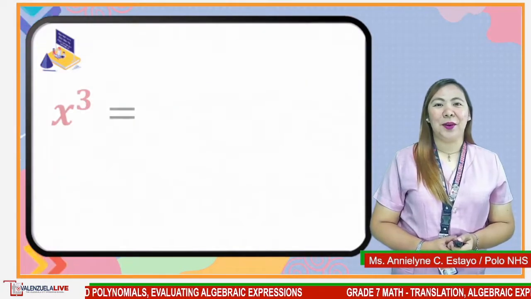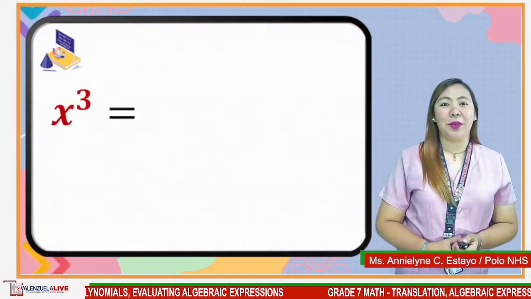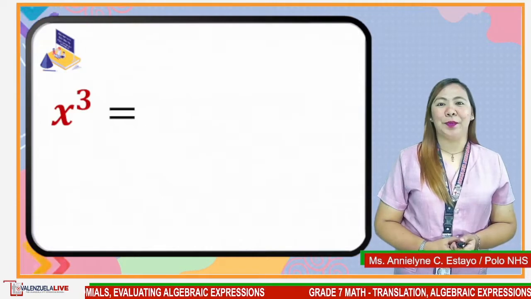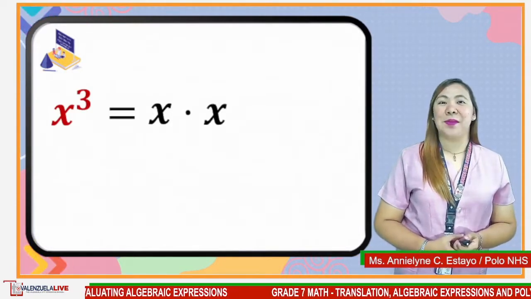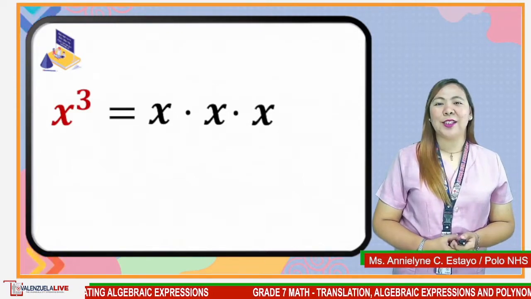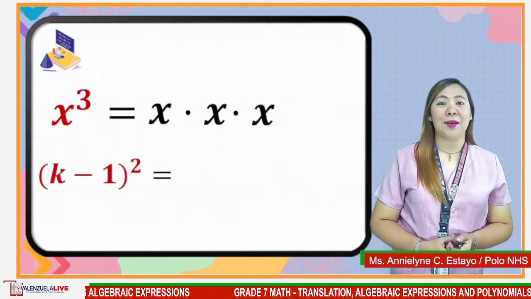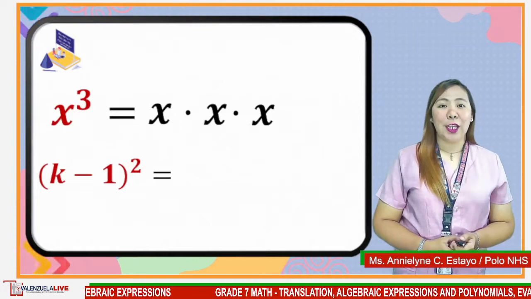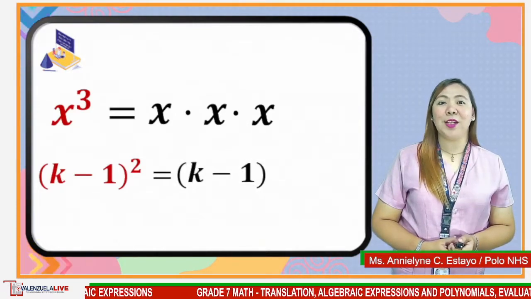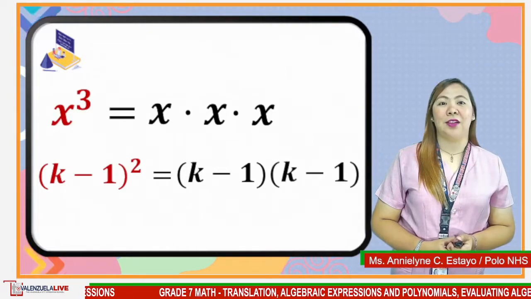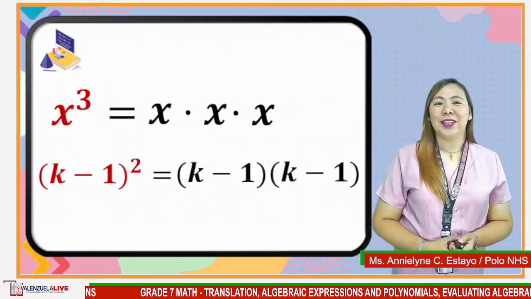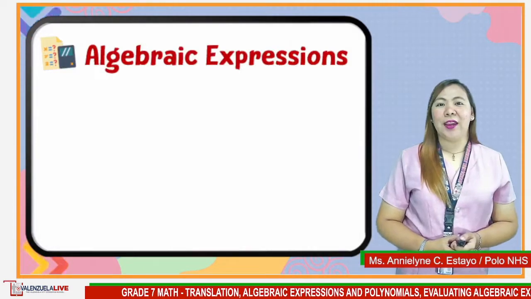Another example: x raised to the power of 3, or x cubed, which is equal to x times x times x. And the square of the binomial k minus 1 is equal to the quantity k minus 1 multiplied by the quantity k minus 1.